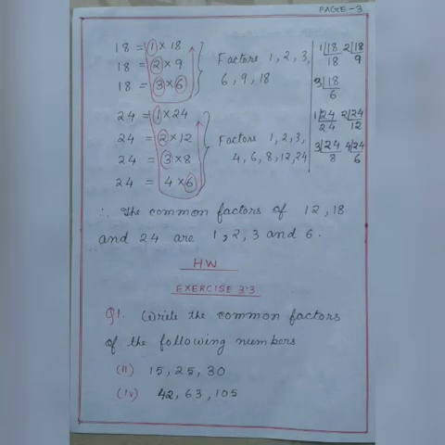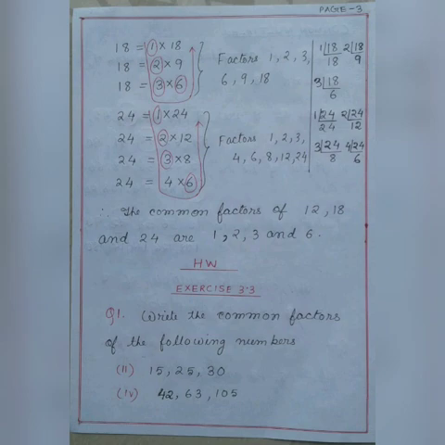Now let us find the factors of 18. I have done some rough work and I have found that 18 equals 1 into 18, 18 equals 2 into 9, 18 equals 3 into 6. So I have factors 1, 2, 3, 6, 9, 18. Starting from 1, I have written up to 18.